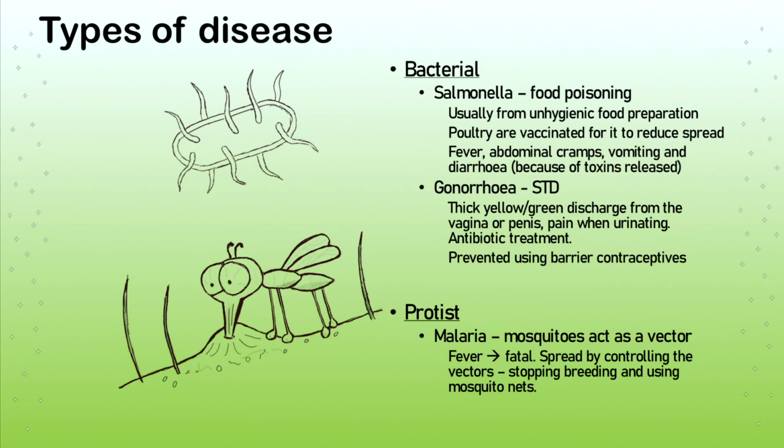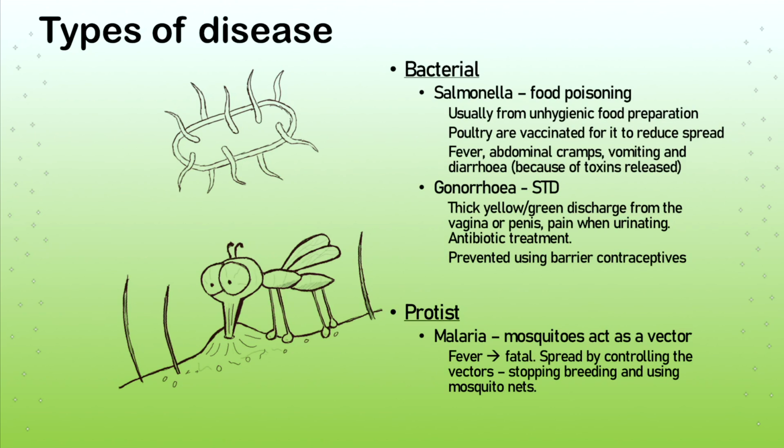In the bacterial category, we have salmonella, which is food poisoning, usually because of unhygienic food preparation or not thorough cooking. It commonly comes from poultry, things like chicken, and is found on eggs as well, and we can actually vaccinate poultry to prevent or reduce the spread, so they don't then carry it themselves and pass it on to humans.